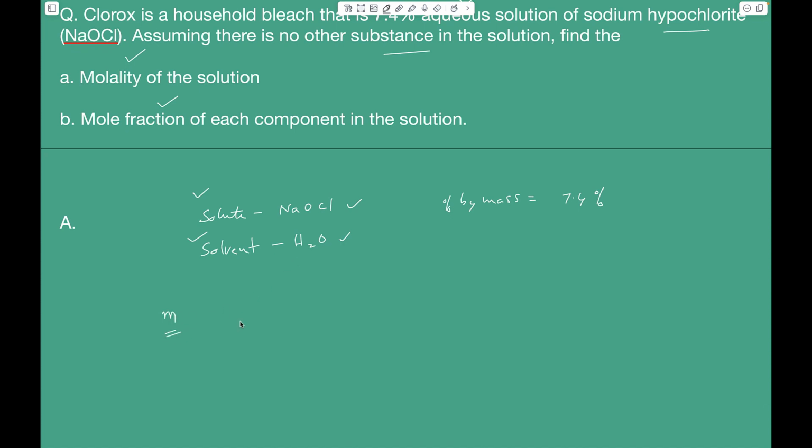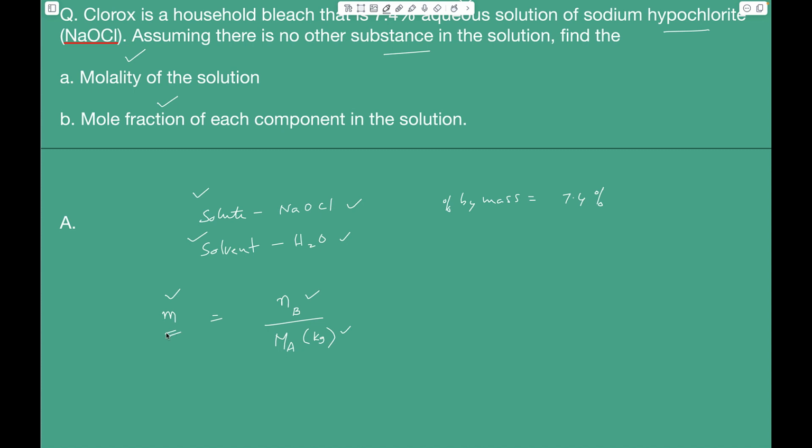How do we do this? Molality is nothing but the ratio between the number of moles of solute and the mass of the solvent in kilograms, right? So to know the molality of the solution, you need to figure out these two. How do we do that? Given the percentage by mass.